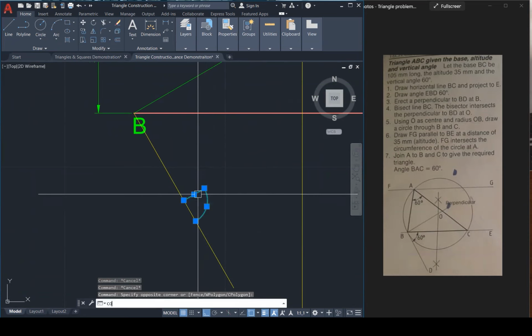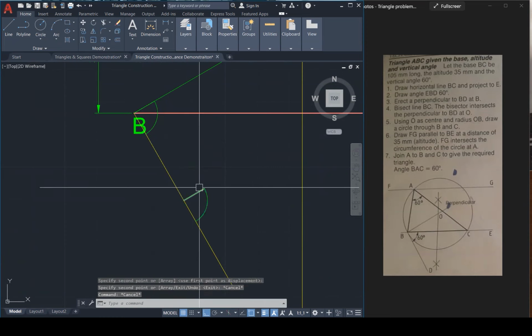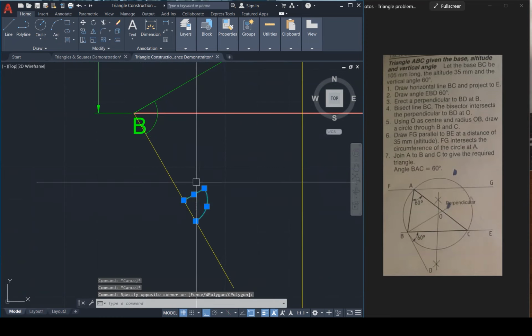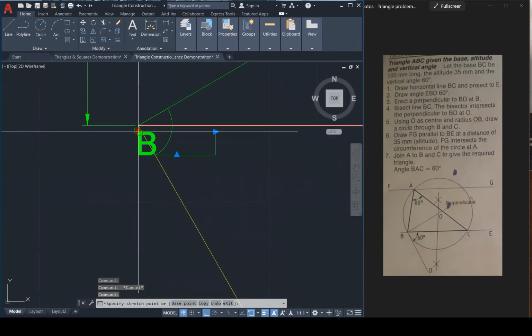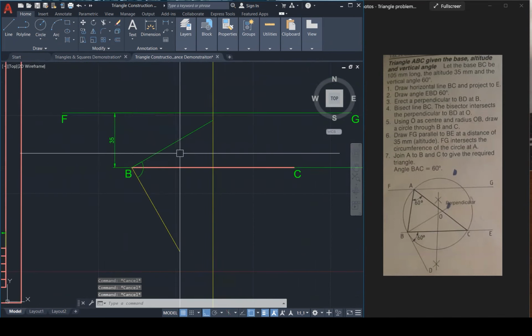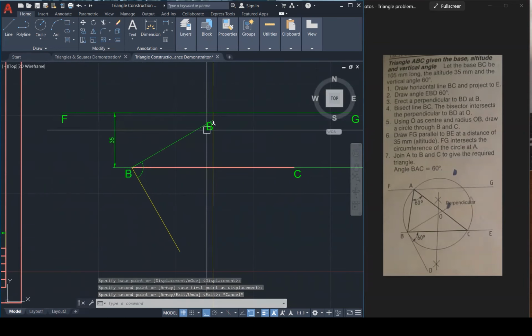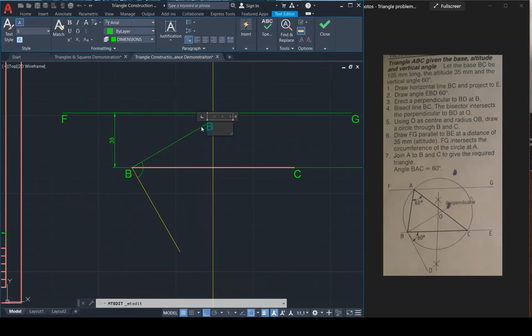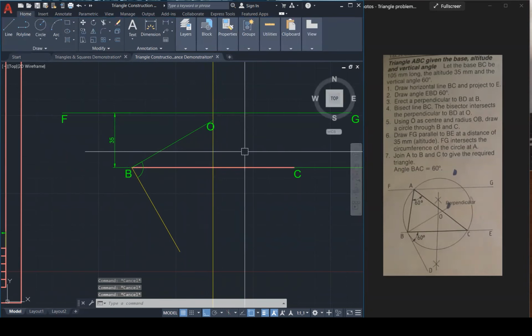And I would copy it and put it over here. I'll call that out as 90 degrees later on. Let me just move B out of the way. Right. So now I'm going to call this point O. That's point O there.